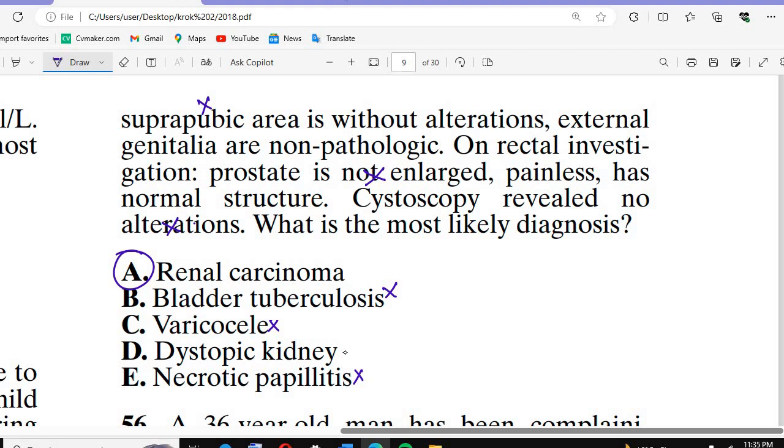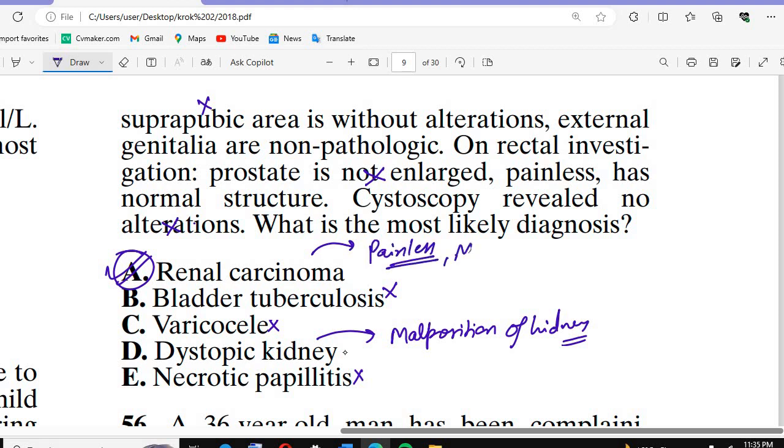The dystopic kidney is an abnormal kidney, because dystopic here means ectopic kidney, like a malposition of the kidney, so that will not be the answer. So the one answer we will have is renal carcinoma. That is the painless condition, and along with that we see macrohematuria.